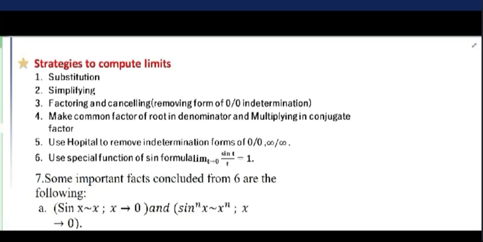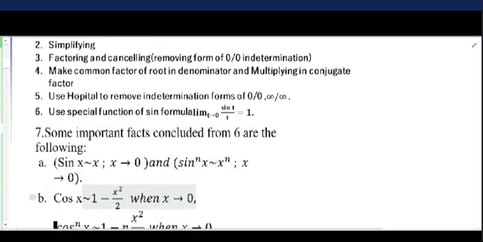Number 6 is using a special function of sine formula that says that the limit of sine t over t when t approaching 0 is equal to 1. And number 7a is also a conclusion of number 6 and says sine x is equivalent to x when x approaching 0, or even sine to the power n of x is also equivalent to x to the power n when x approaching 0.